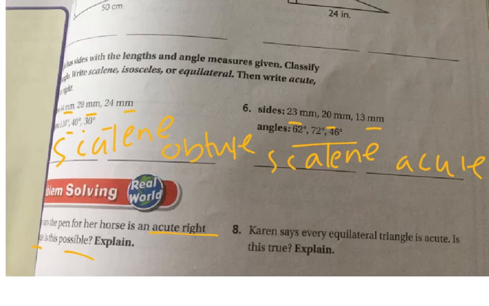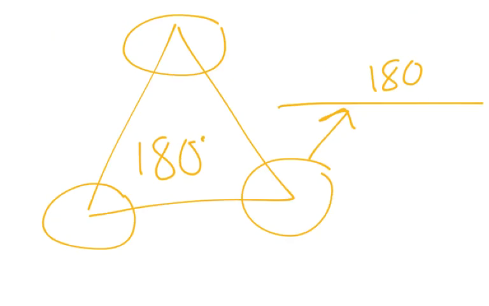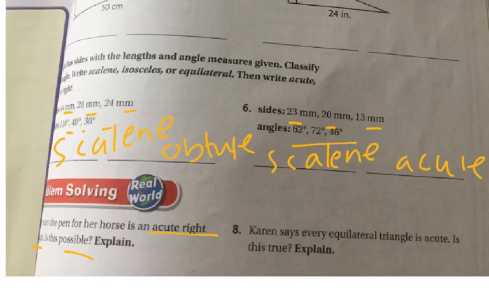Karen says that every equilateral triangle is acute. Is this true? If I can go to a picture of an equilateral triangle, let me think. I thought we had one. Oh, actually, right here. If you can see, all of those are acute. So that would be true. Yes, all angles in an equilateral triangle are acute.